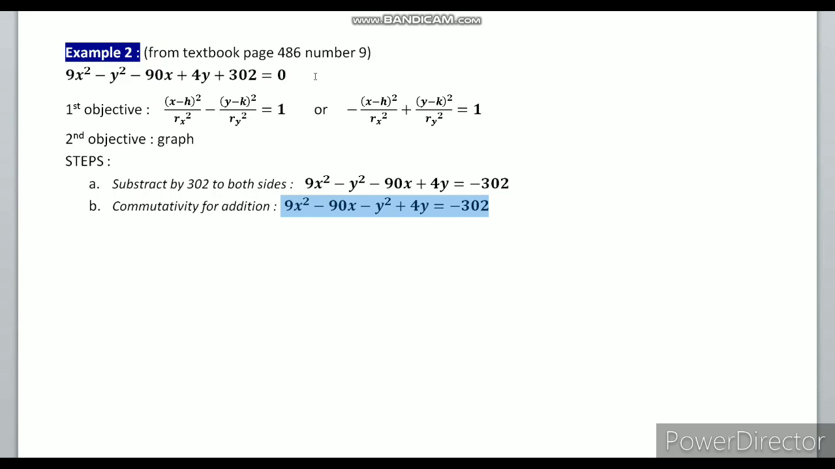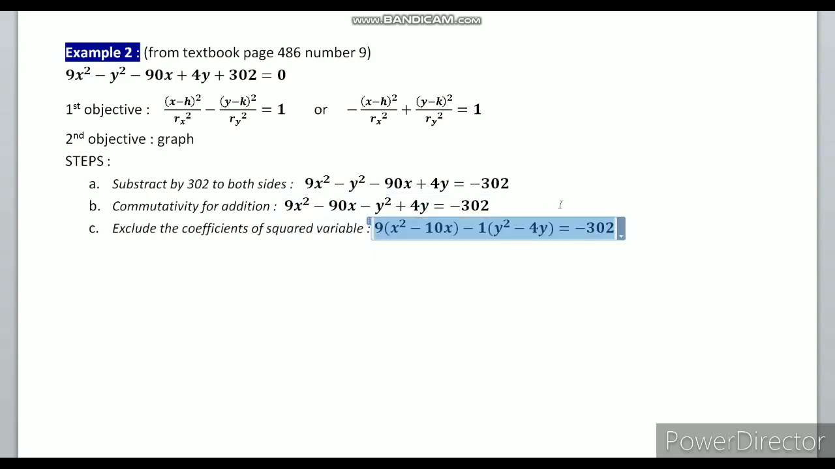And then the third step is excluding the coefficient of the squared variable. So for the squared variable x, which is 9, we exclude it from the first two terms. And from y squared, the coefficient is negative 1, so we need to exclude negative 1 from the third and fourth terms. So the result will be like this. Notice that I still write the 1 here, although it's not necessary. You can just eliminate 1 since it's the same, but I will skip that number on the screen.